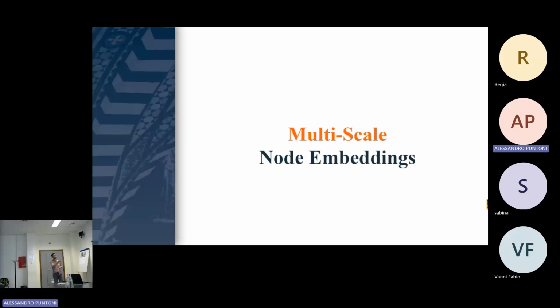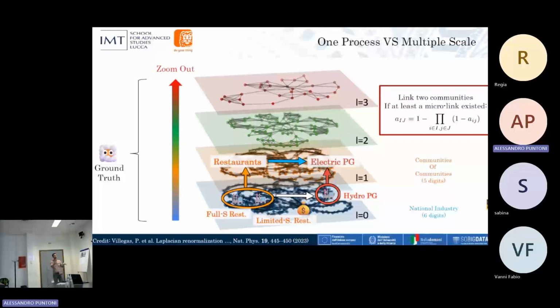Okay, so the first word of my title was multi-scale node embeddings. So how are multi-scales emerging? Here we have a paradigmatic example. You start from the left, you have one generative ground truth. So, for example, the economy that has sectors exchanging money, represented at level 0, 1, 2, and 3. And how do these multi-scales emerge? They emerge from a human limitation. So at level 0, you have the classification of sectors providing us full service restaurant and limited service restaurant, exchanging money with the hydroelectric power generator.